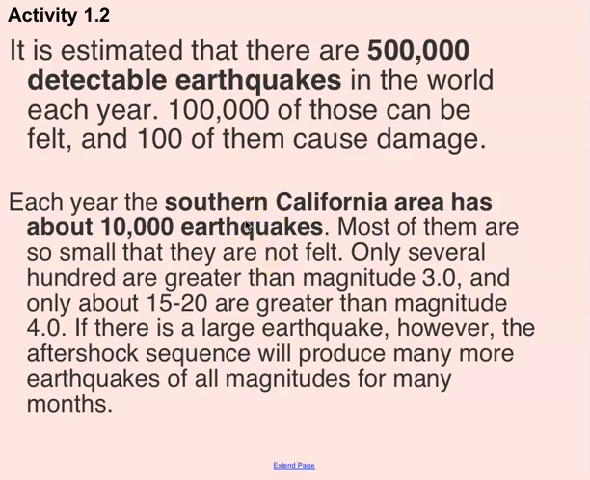If we look at one of the most seismically active locations in the United States, it's probably going to be Southern California. They have approximately 10,000 a year. And out of those 10,000, only several hundred are greater than magnitude 3, and only about 15 to 20 are greater than magnitude 4. If there is a large earthquake, however, the aftershock sequence will likely produce many other earthquakes, possibly for months to come. But thankfully, most earthquakes that happen in Southern California are fairly small.